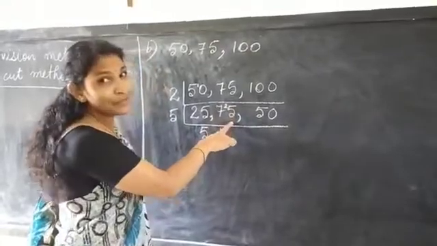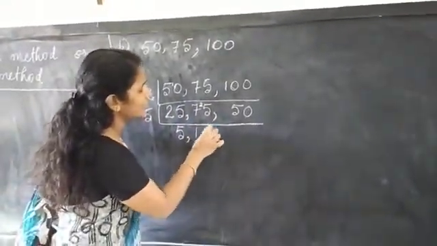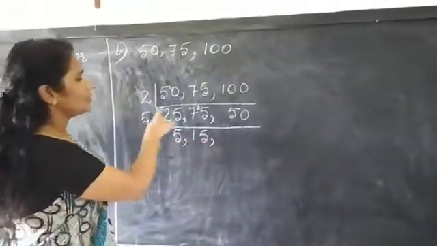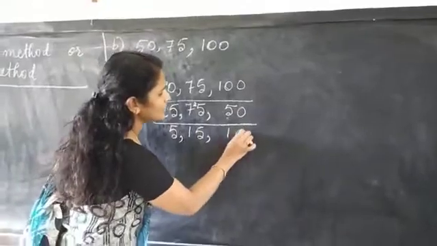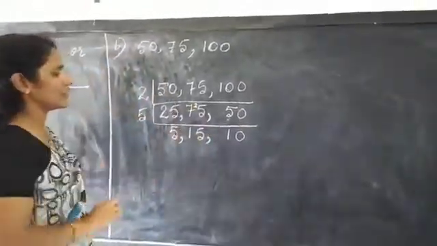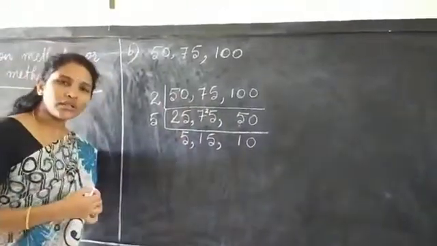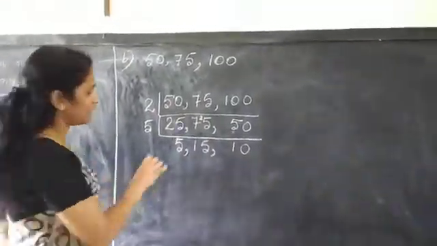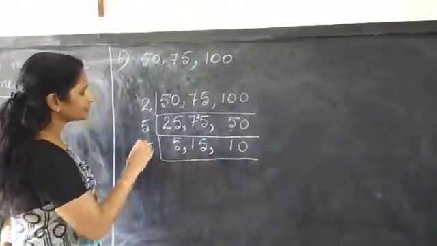The number has become 25. How many 5's are 25? 5 5's are 25. Now how many 5's are 5? 5 1's are 5. Bring down 0. 5 0's are 0. Now 5, 15, 10. Again all the three numbers are divisible by 5. We are going to continue the process by 5.